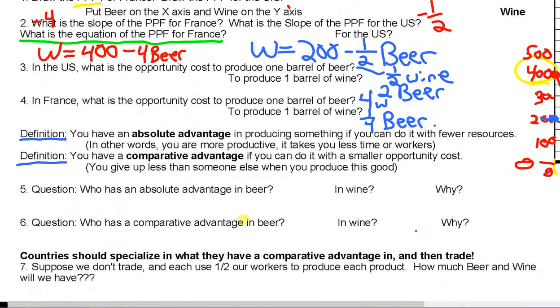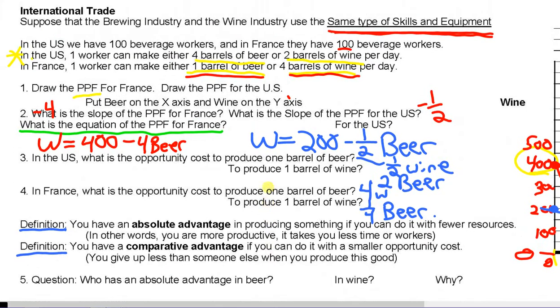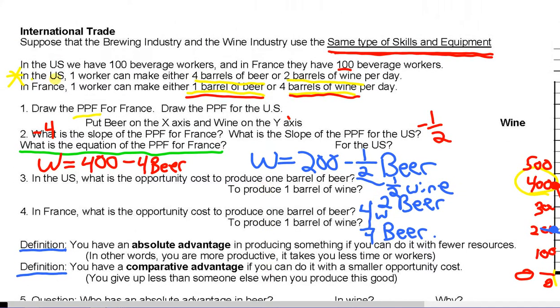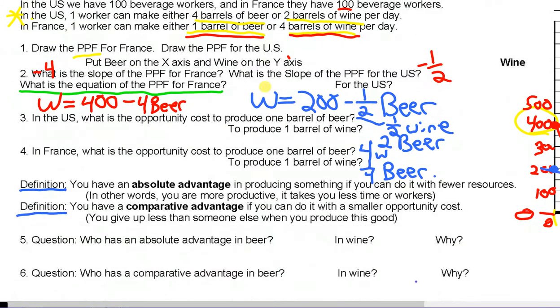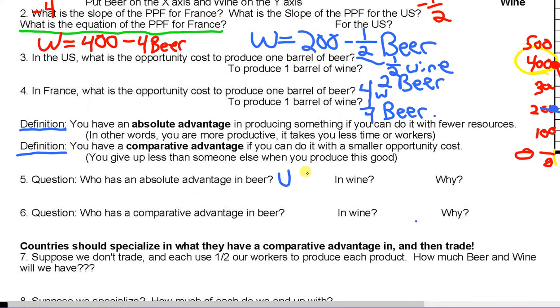So let's talk about this example in precise terms here. Question: who has an absolute advantage in beer? Who's better at producing beer? Well, the United States is better at producing beer because in the U.S., one worker can make 4 barrels of beer a day, but in France, only 1 barrel of beer a day. So the U.S. has an absolute advantage. We're better at making beer than people in France. We can do it faster, or workers can produce more than they can in France per worker.